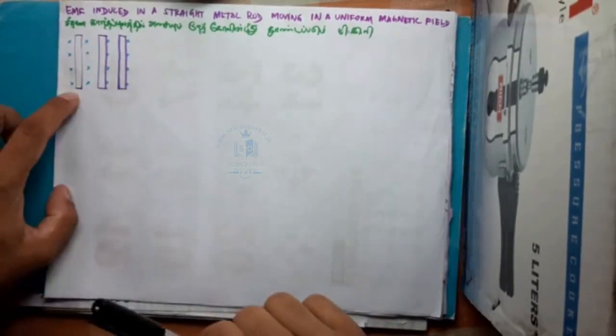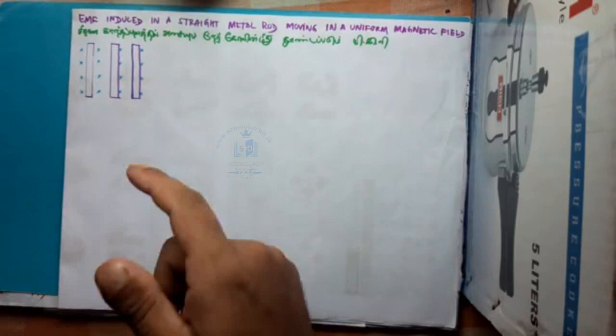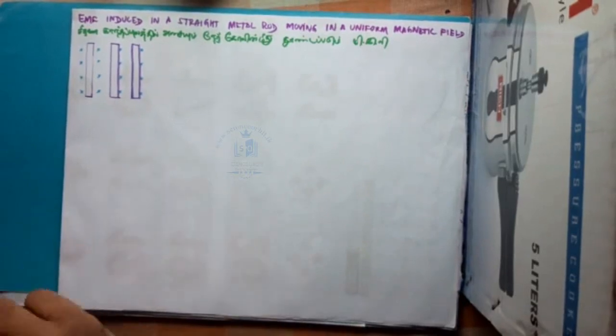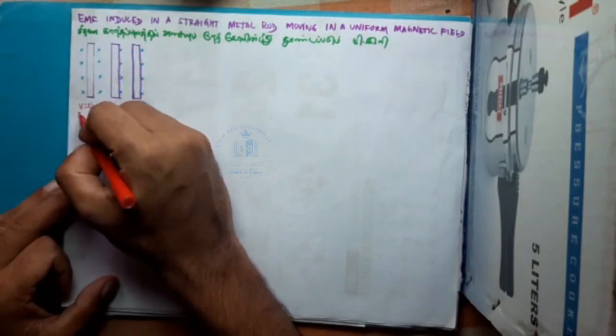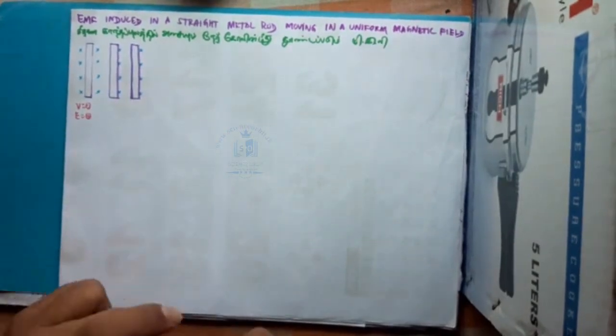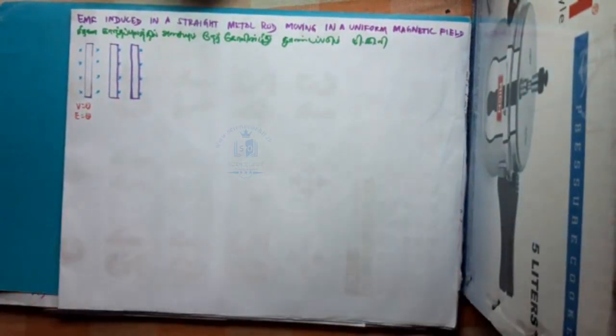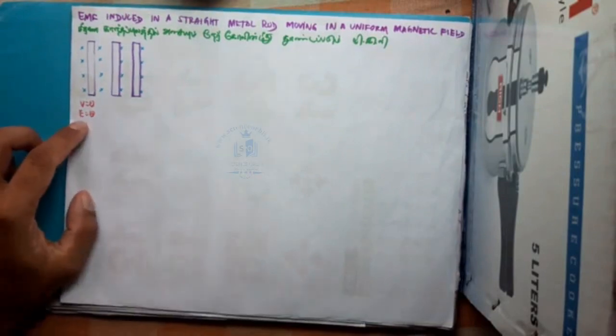So this is the metal rod. It's the same metal rod, it is moving. Now if the metal rod is not moving, if the velocity of the metal rod is 0, that means the induced EMF is also going to be 0. We have learned the conductor should cut the magnetic field lines, if not EMF will not be induced.